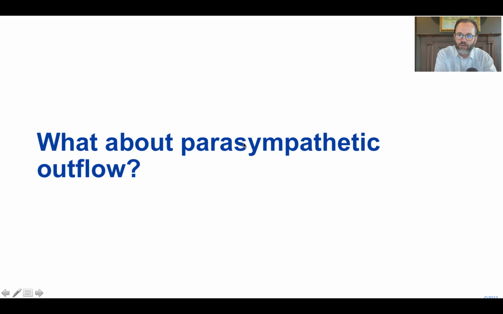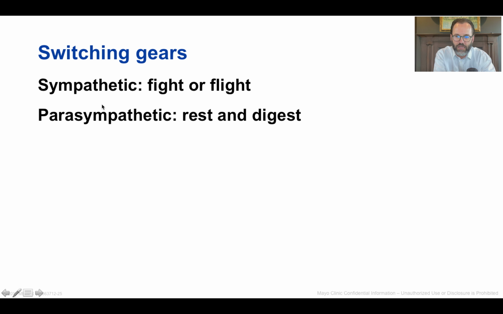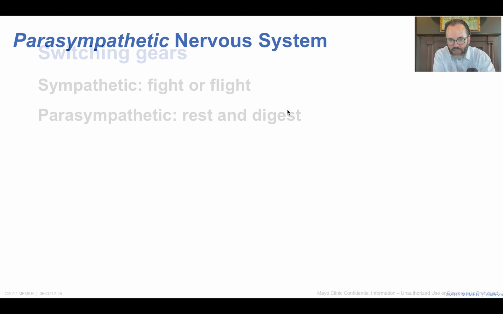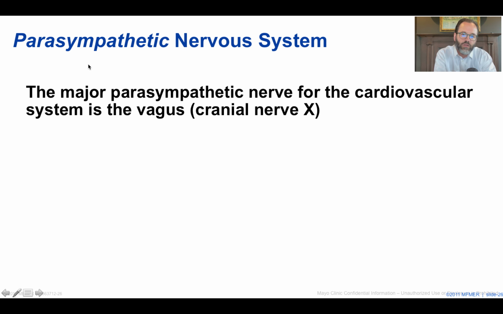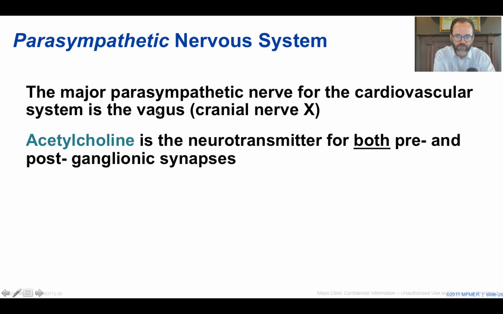So now let's shift gears a little bit. Let's look at parasympathetic outflow. So sympathetic, again, being fight or flight, parasympathetic being the rest and digest system. And so when we look at the parasympathetic nervous system, the major parasympathetic nerve for the cardiovascular system we view as being the vagus nerve. So that's cranial nerve 10.